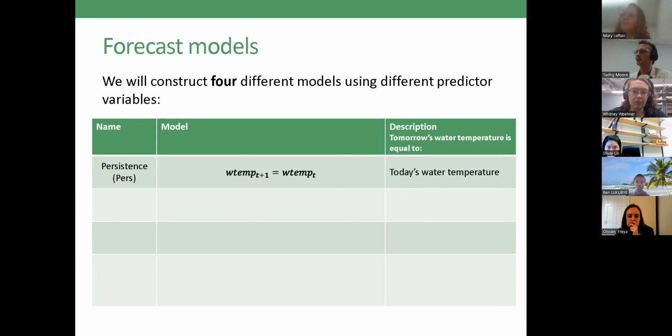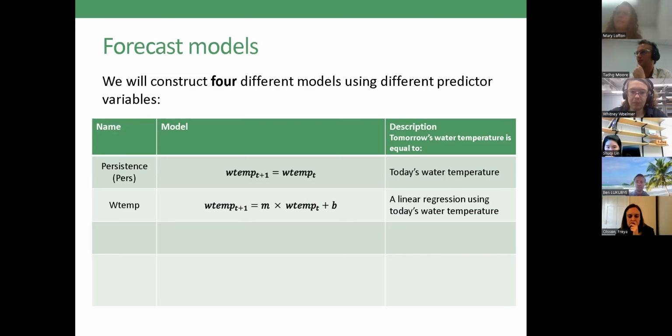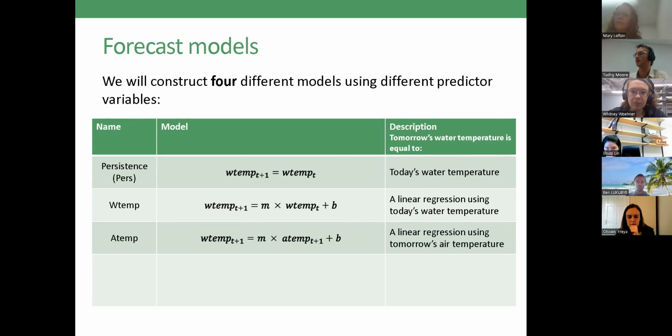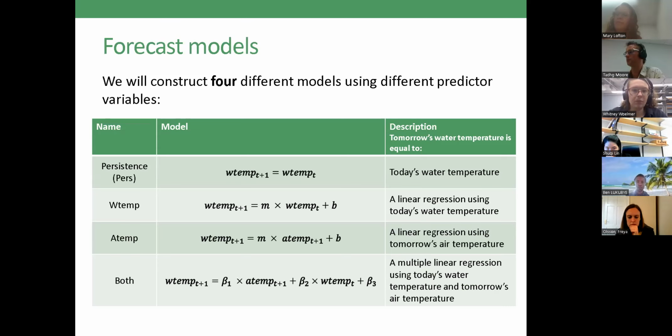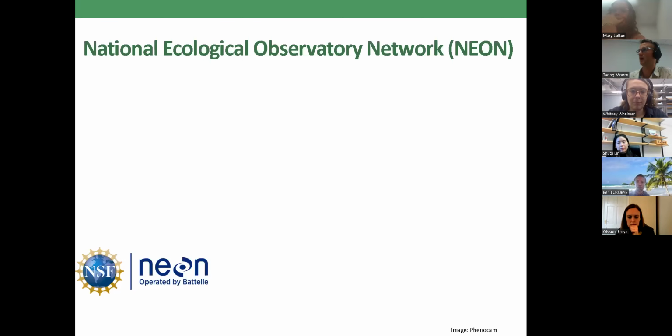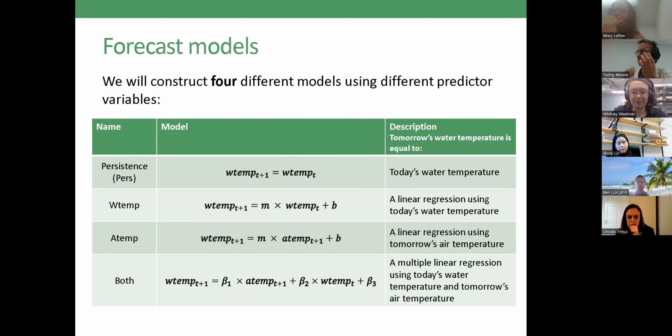First, you're going to be building a persistence model, which says that tomorrow's water temperature is the same as today's water temperature. Then you're going to be building a linear regression using today's water temperature to predict tomorrow's water temperature. Then you'll be using a linear regression using tomorrow's air temperature to predict tomorrow's water temperature. And then you will combine both of those models to build a multiple linear regression, which will be using today's water temperature and tomorrow's air temperature. And then you will use these 4 models to generate forecasts, and you will compare how uncertainty propagates differently between different models.